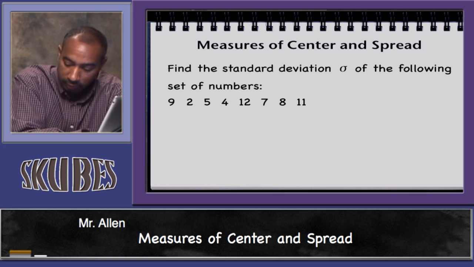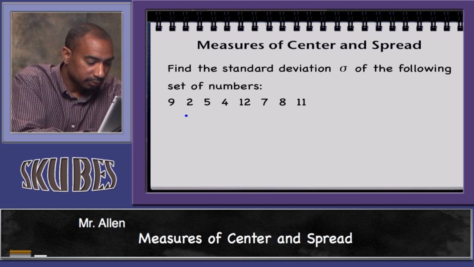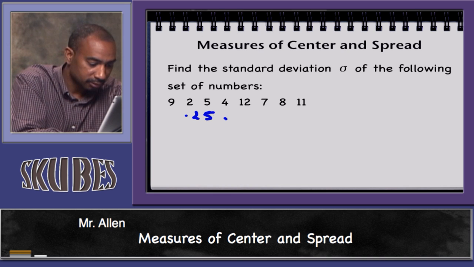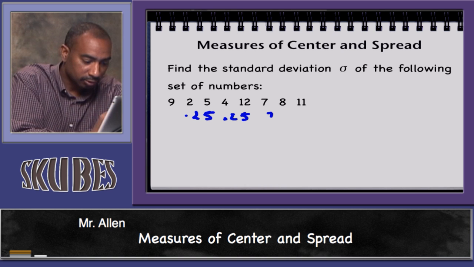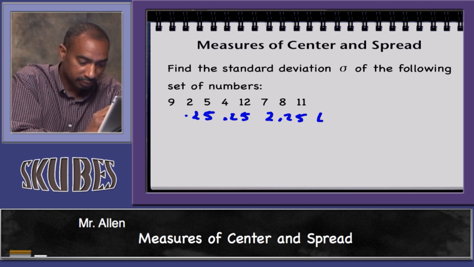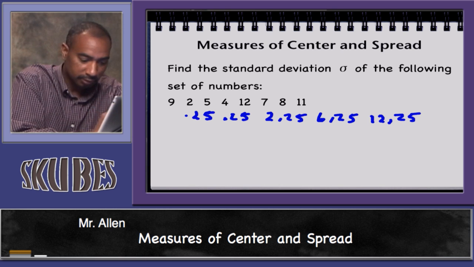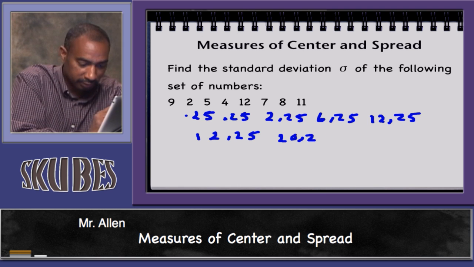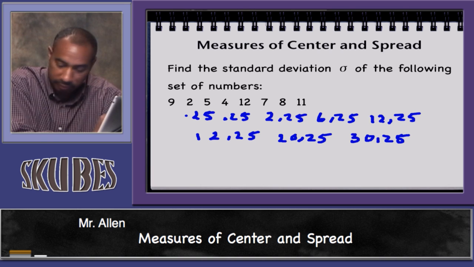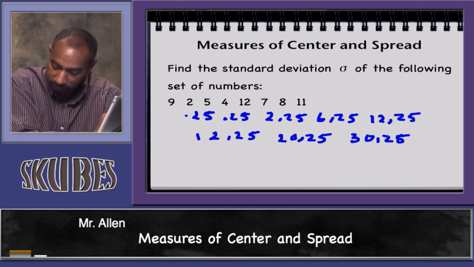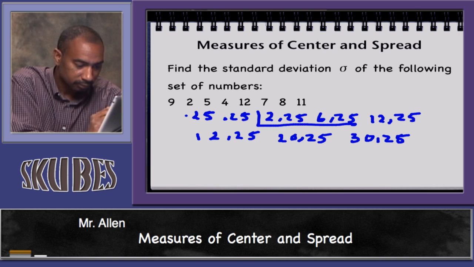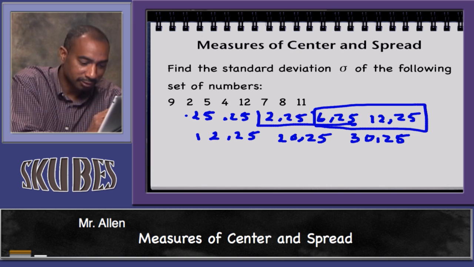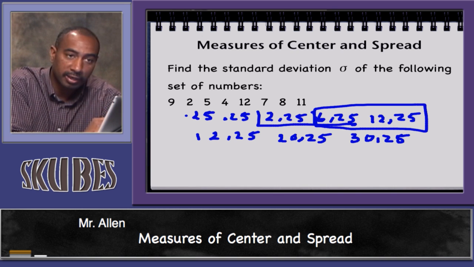All right, so you're going to have to write these in order. So if you have 0.25, now repeated twice, 0.25. Then you had 2.25. We have 6.25, 12.25. Then that repeated again, 12.25, 20.25, and then 30.25. And if you go down the list, you would notice that these are in the center. You're going to take the average of 6.25 and 12.25.